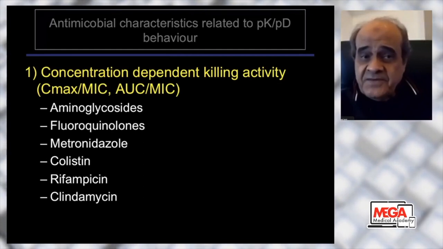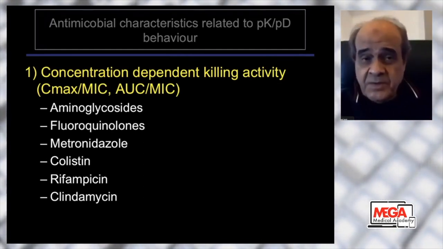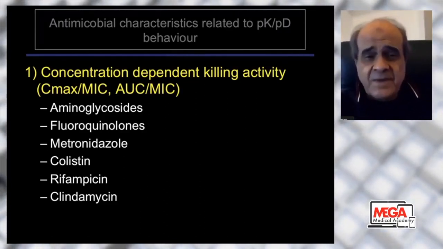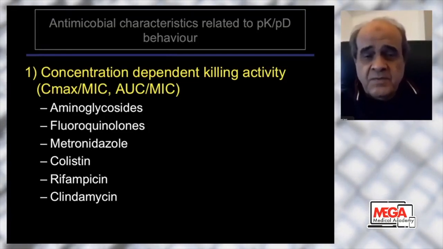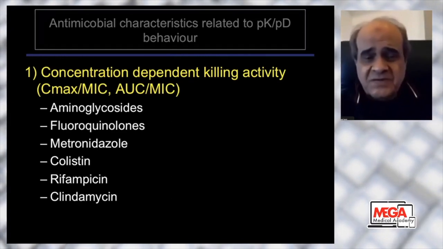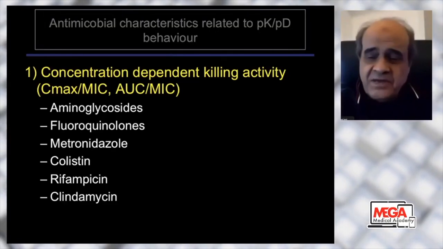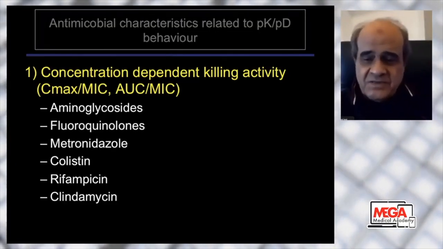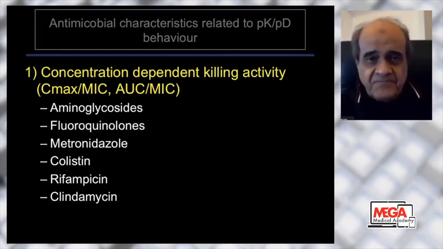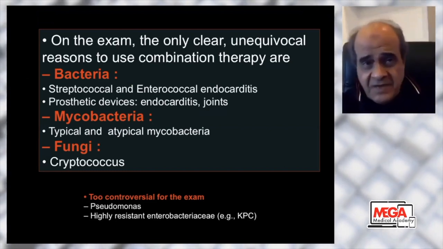Concentration-dependent killing activity is the relation between the maximum concentration and the minimum inhibitory concentration, or the area under the curve and MIC, as with aminoglycosides, fluoroquinolones, metronidazole, colistin, rifampicin, clindamycin. All these drugs we prefer to start with a large dose over a long period of time. If given per day, it will be better with initial high concentration because it is a concentration-dependent effect. Other drugs, such as beta-lactams, depend on a timing factor.